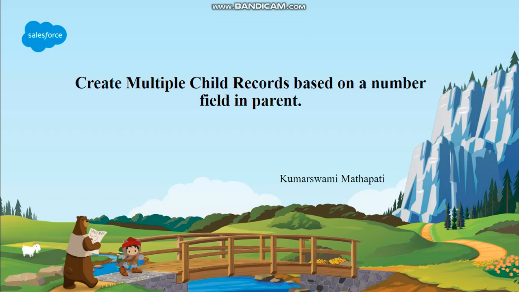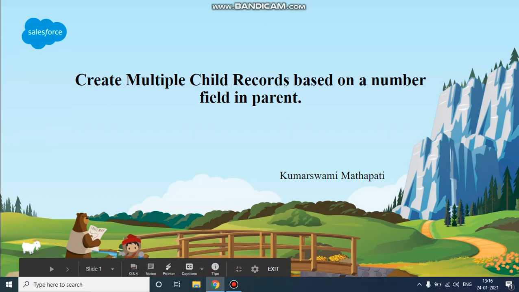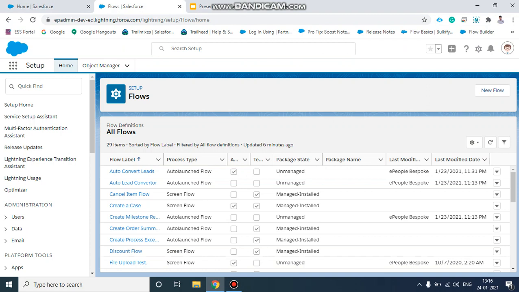I have a related child object called Milestone. If in the Opportunity that field is entered as two, then two records should be created in Milestone. Two Milestone records should be created. In this video I will explain how to do that. So let's jump into our flow canvas and I will show you how to create that.